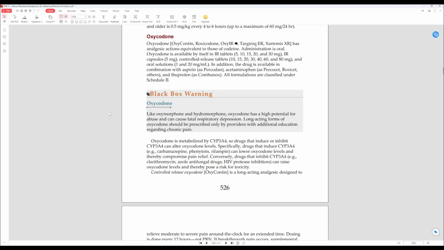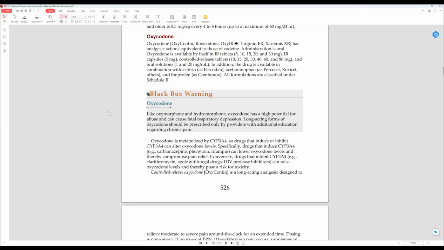Oxycodone has analgesic actions equivalent to those of codeine. Administration is oral and is available in immediate release tablets, capsules, controlled release tablets, and oral solutions. In addition, the drug is available in combination with aspirin, Tylenol, and ibuprofen. All formulas are classified under Schedule II. Here's an excellent spot to hit pause so you can see all the different dosages possible.